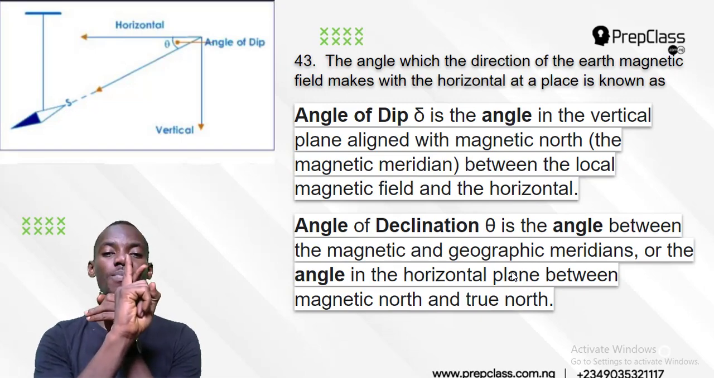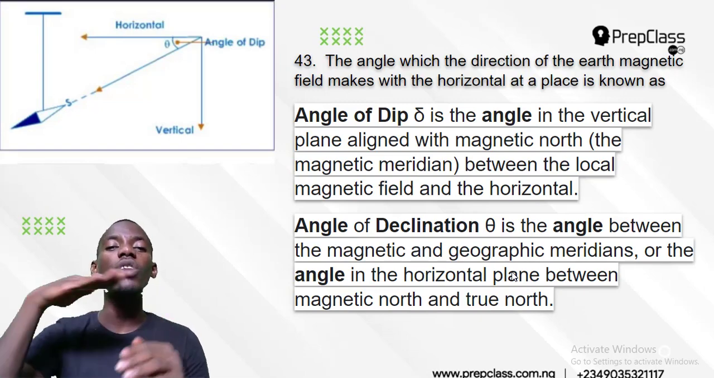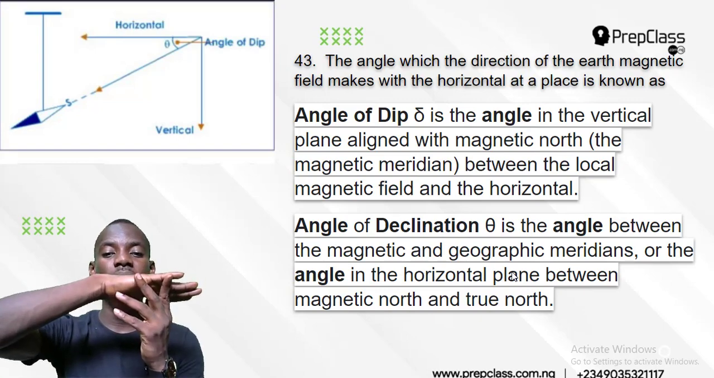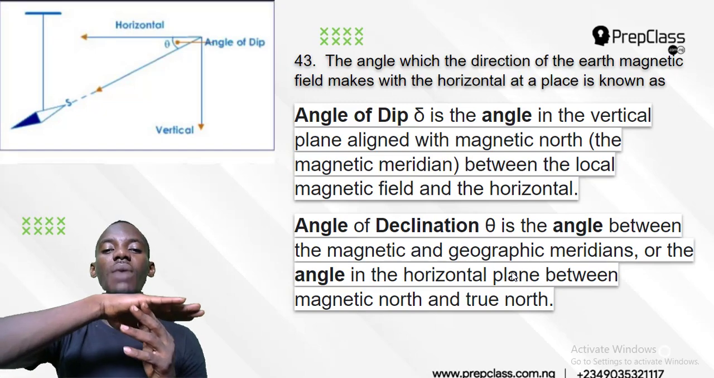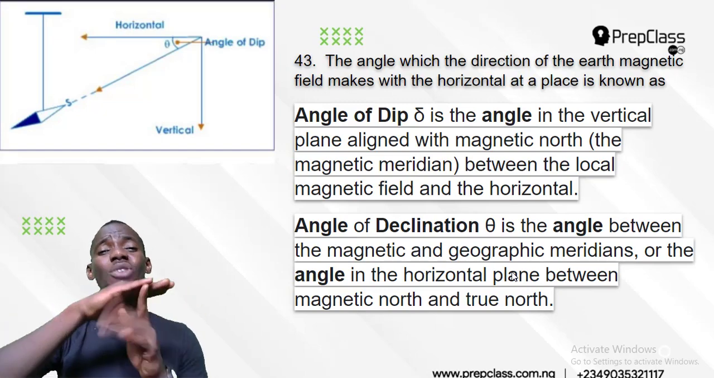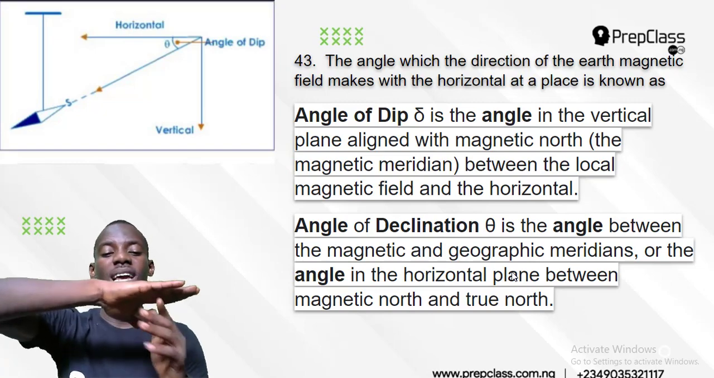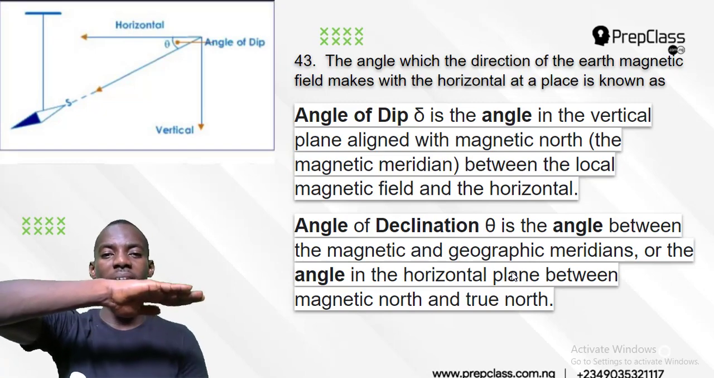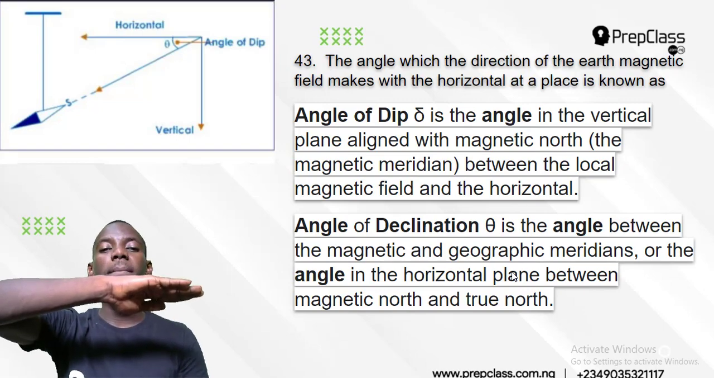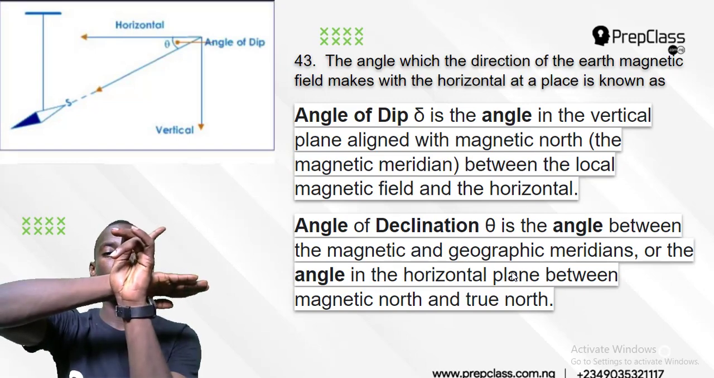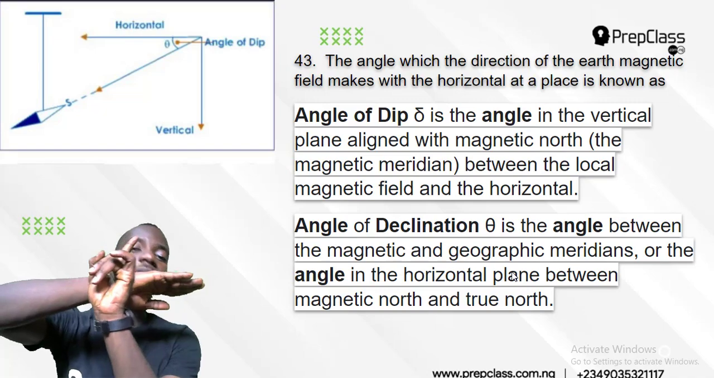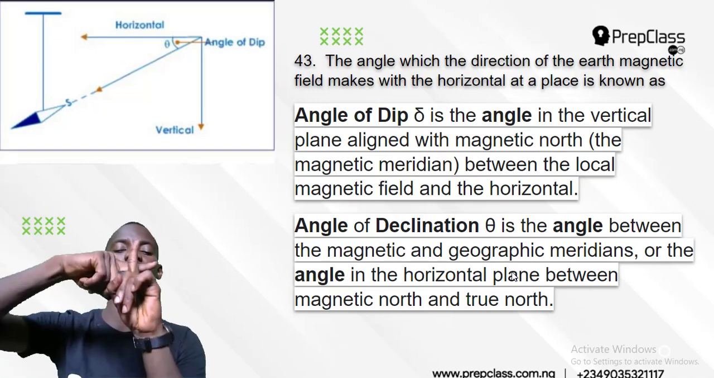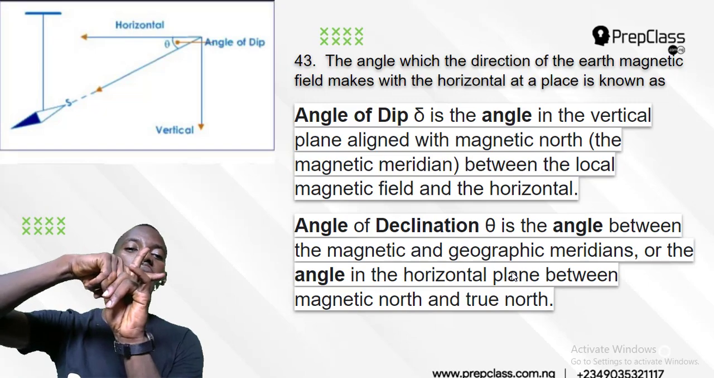Now, the angle of dip is the angle between the horizontal plane and the magnetic field. That means the angle between the vertical plane aligned with the magnetic meridian, that's the magnetic north, and the horizontal plane. If my hand is standing horizontal, the magnetic north is where? This way. The angle in between these two, the angle between this point and this point, is the angle of dip.